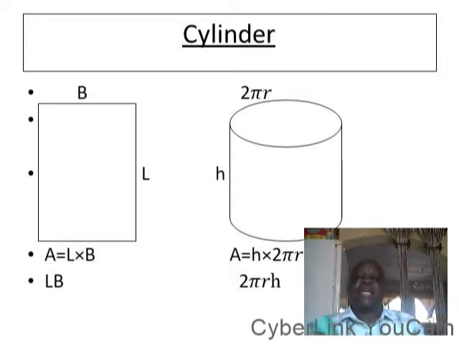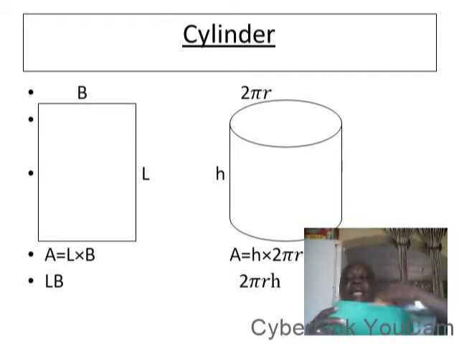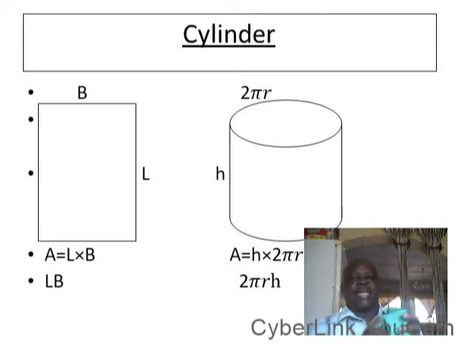Now look at the slide on the board. We have the area of a rectangle is length times breadth. The length here is L, while the breadth is B. But when I fold it into a cylinder, you discover that the length B, once I fold it, becomes a circular shape. Now, that length B becomes the circumference. Then the length now becomes my height, H.